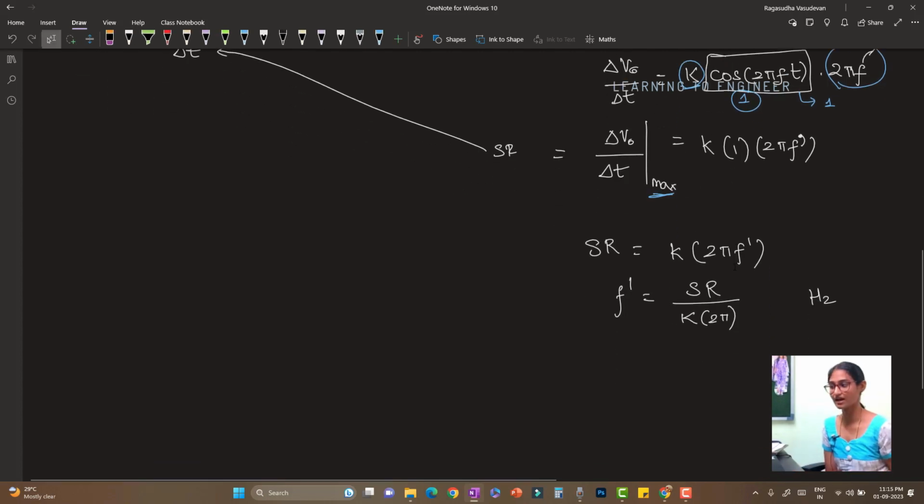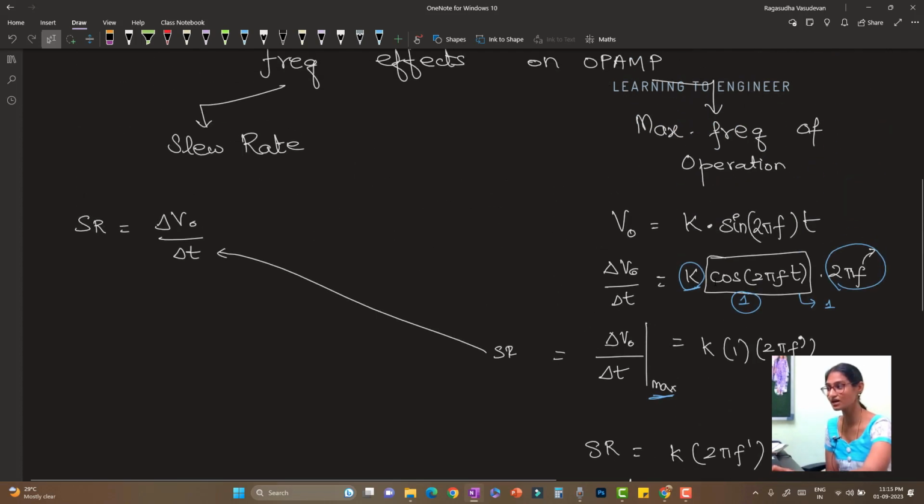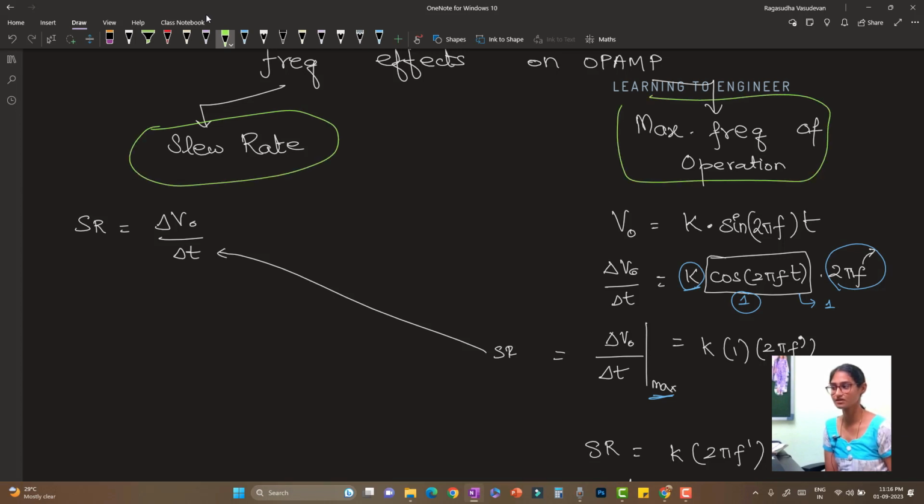When we are talking in terms of angular frequency, let's denote this to be omega dash, which is slew rate divided by k, and the unit is radian per second. So these are the two parameters which we talk about in terms of frequency effects of an op-amp: the slew rate and the maximum frequency of operation. Now we saw two more parameters which will be affecting the ideal behavior of an op-amp, and now let's solve some more problems in this area to understand this even more deeply.